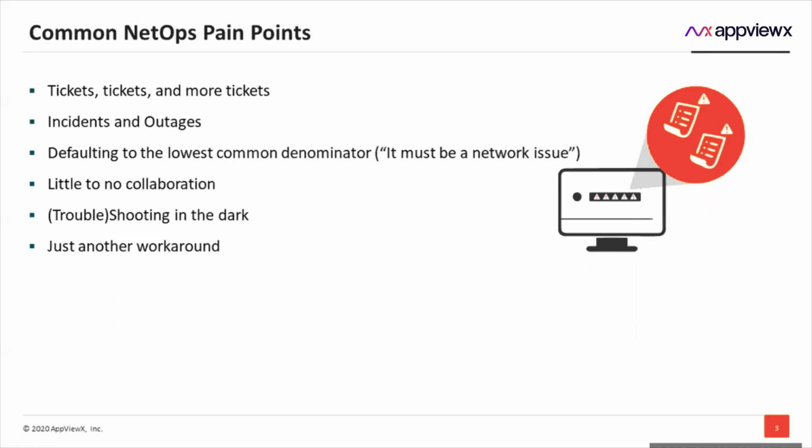So, network operations pain points. I think everyone identifies with tickets. In my tenure, I've spent a significant amount of time processing tickets, especially early on in my career. So incidents and outages, that's pretty much what it's all about. Defaulting to the lowest common denominator. I heard a lot, well, it must be a network issue. Why? Well, because it all runs on the network.